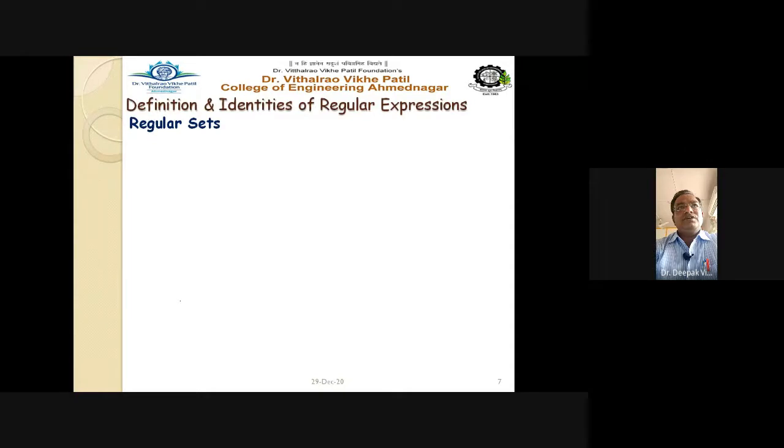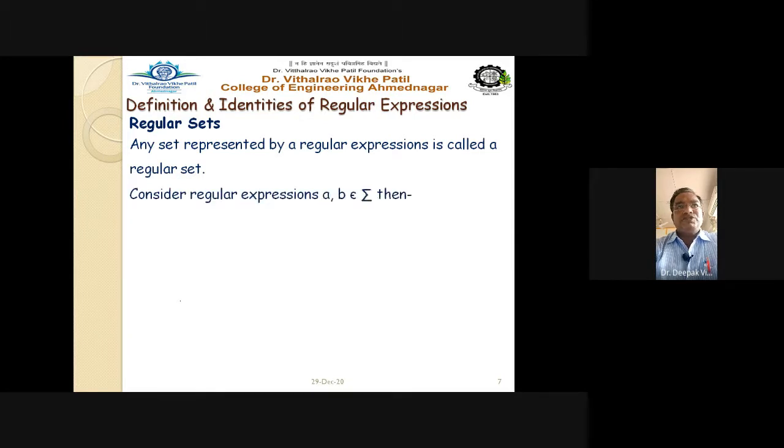Now the next point is the regular set. Regular set means what? Any set represented by a regular expression is called the regular set. Means you have a regular expression, or a combination of such regular expressions, and you are forming a particular set. That is called the regular set.